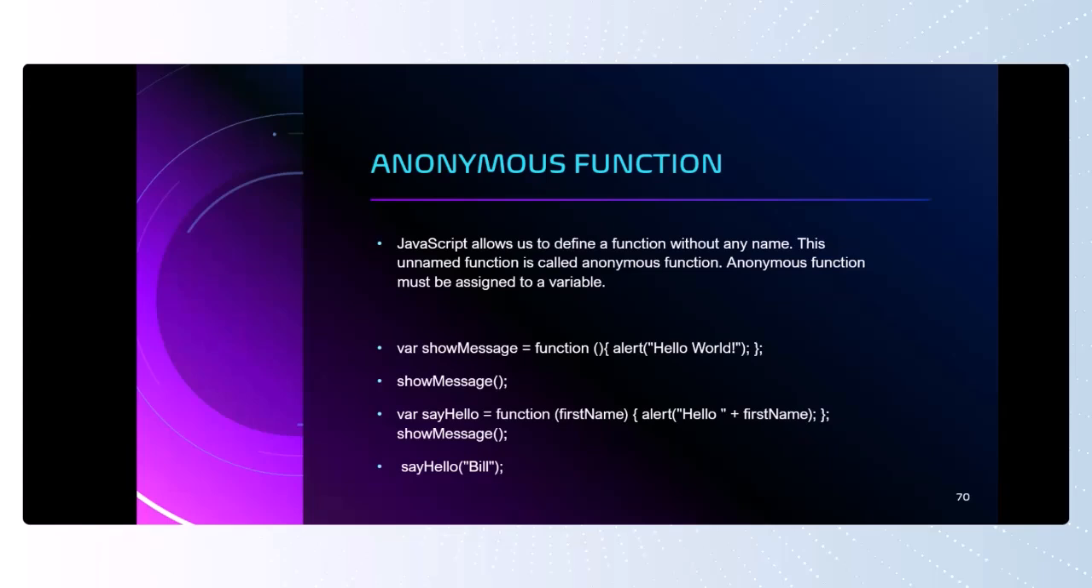Anonymous function. JavaScript allows us to define a function without any name. This unnamed function is called an anonymous function, and an anonymous function must be assigned to a variable. So var showMessage equals function, and then we're just going to alert. It's going to display the message on the screen. Let's see. It calls the showMessage, and then var sayHello equals function firstName, alert hello plus firstName, and showMessage, and then sayHello Bill.